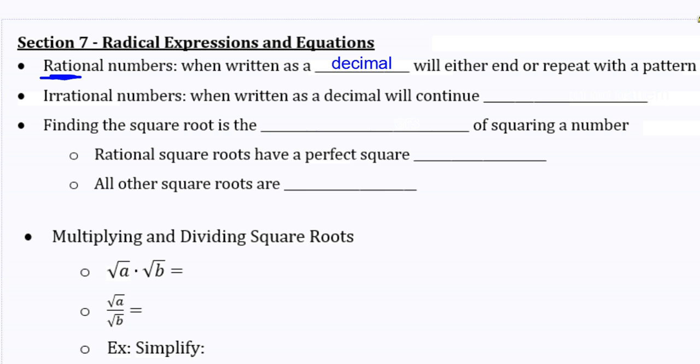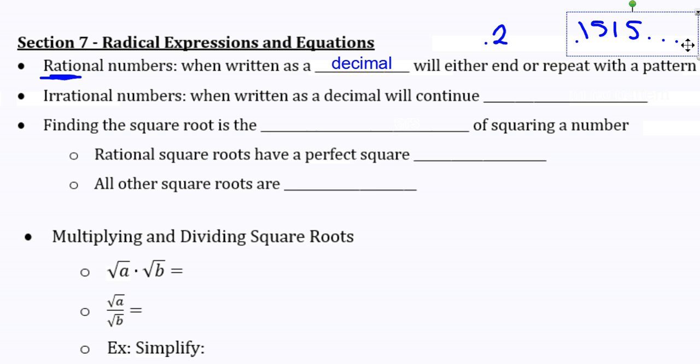Okay. When a rational number is written as a decimal, it's going to end, for example, 0.2, or it's going to repeat with some sort of a pattern, like 0.1515. An irrational number, on the other hand, if I write it as a decimal, it's going to just continue infinitely with no pattern at all. Okay, a good example of this would be pi. Okay, so this is the difference if we're looking at the numbers between rational and irrational.